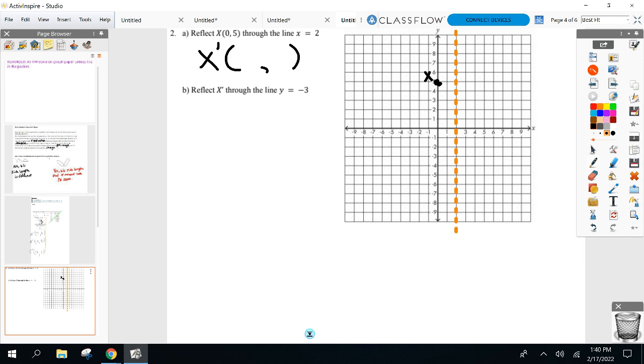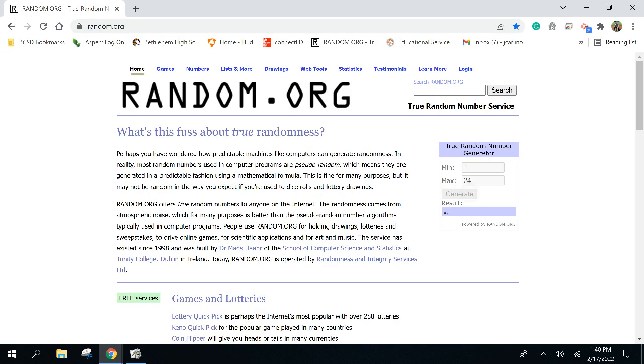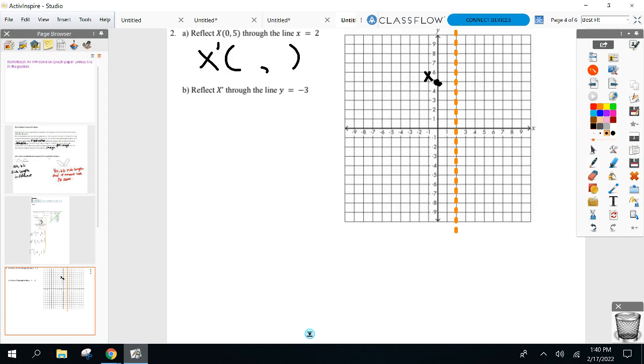Yeah, dig deep, dig deep. 4, 5. Good catch. X prime is 4, 5. All good. Okay, in all seriousness, now you have to start reading a little bit more carefully.